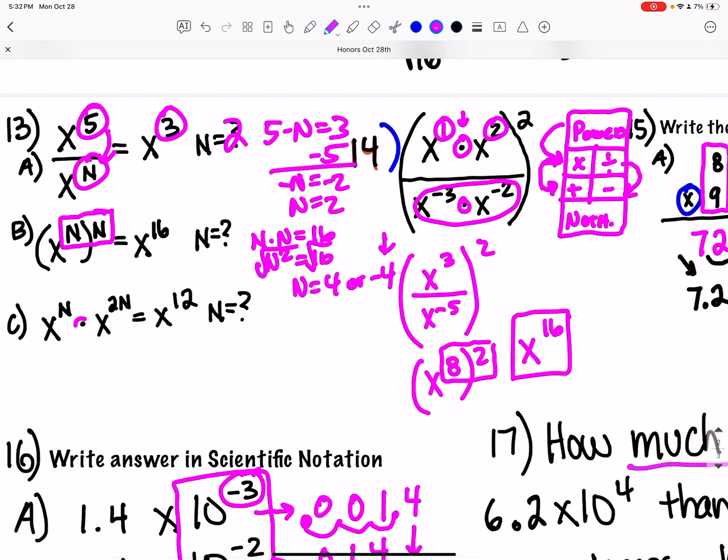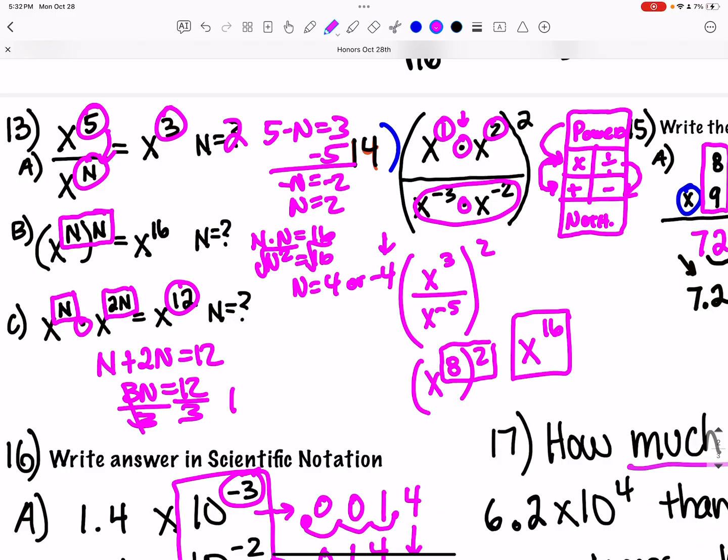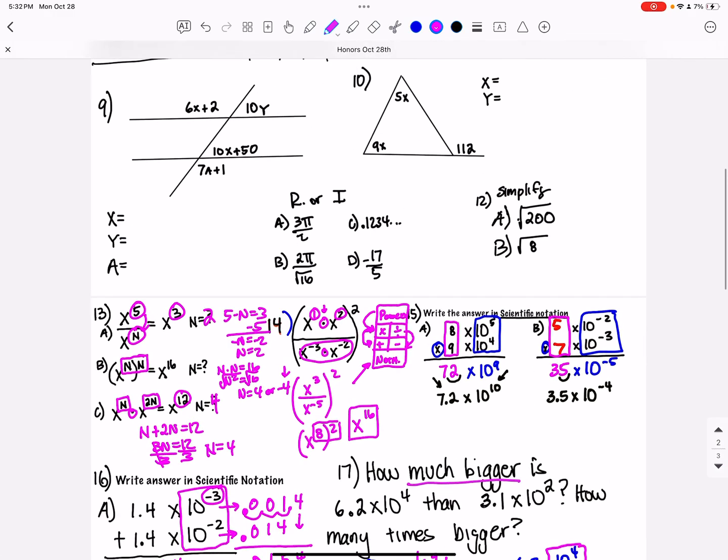All right, this is multiplication. 1 less is addition. So this one plus this one is 12. So I could set up an equation, n plus 2n equals 12. So 3n equals 12, divide by 3. N equals 4. So it's just knowing the rules. It's knowing that you do one less over there.